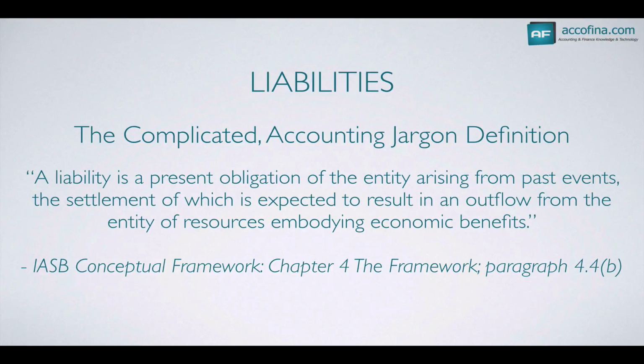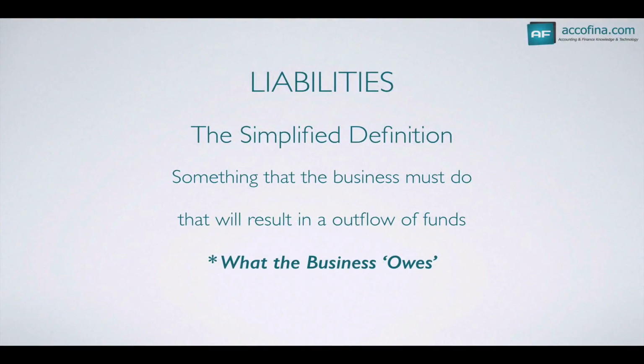A liability is a present obligation of the entity arising from past events, the settlement of which is expected to result in an outflow from the entity of resources embodying economic benefits. Okay, that's pretty complicated. Here's the simplified definition. A liability is something that the business must do that will result in an outflow of funds. Essentially, it's what the business owes. So assets are what the business owns, liabilities are what the business owes.